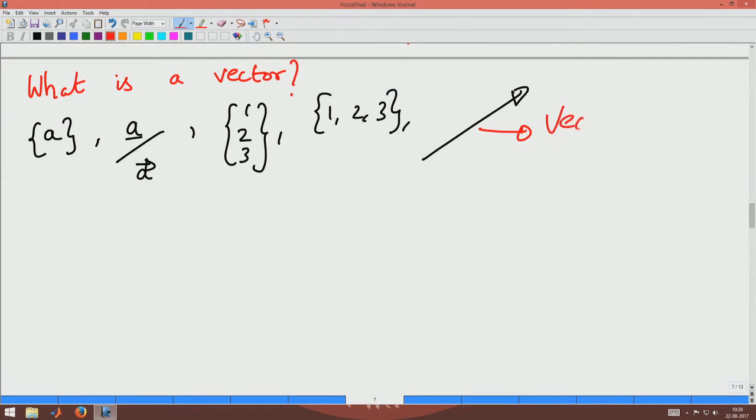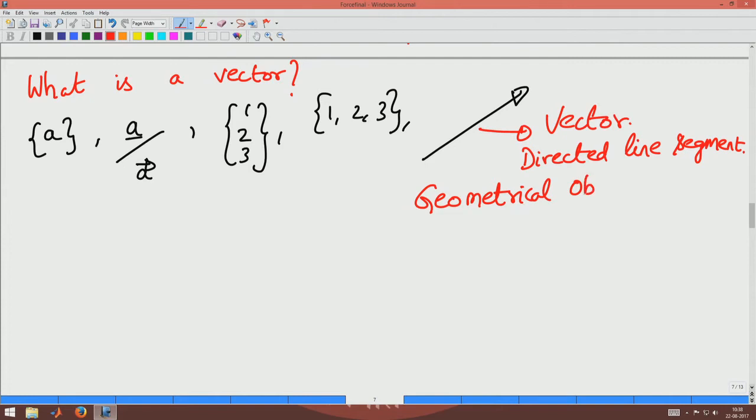This is for us a vector, that is directed line segment, okay. It is a geometrical object. It is a geometrical object and hence that is a vector, okay. In mechanics we consider this as the vector. Now let us understand what we mean by addition of 2 vectors.